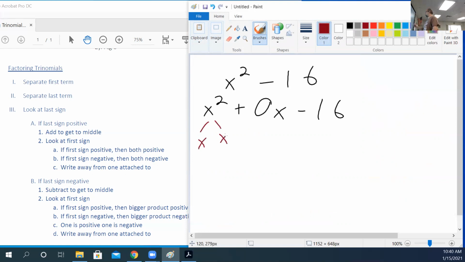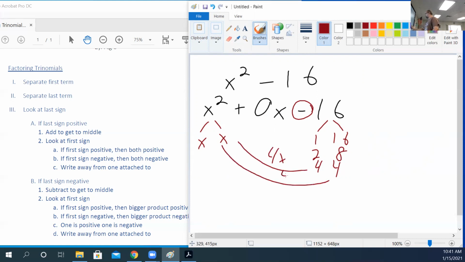Separate the first term. Separate the last term, 16: 1 and 16, 2 and 8, 4 and 4. And since our last sign is negative, that's group B, right? So that means negatives mean we're going to be in group B. So we're going to subtract to get the middle. So 4x minus 4x is the one that will give us the 0.